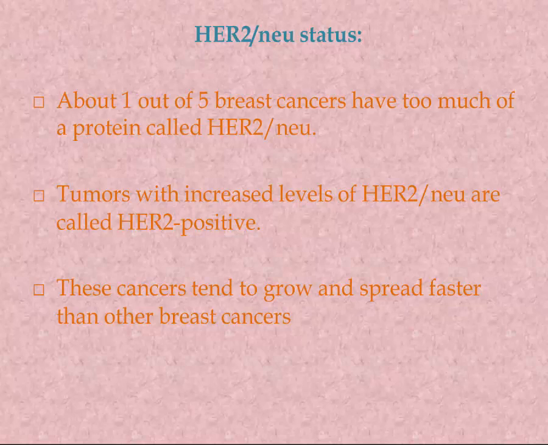HER2/neu status. About 1 out of 5 breast cancers have too much of a protein called HER2/neu. Tumors with increased levels of HER2/neu are called HER2 positive. These cancers tend to grow and spread faster than other breast cancers.